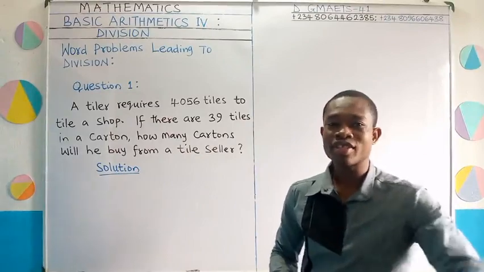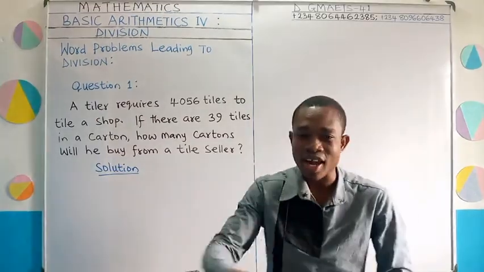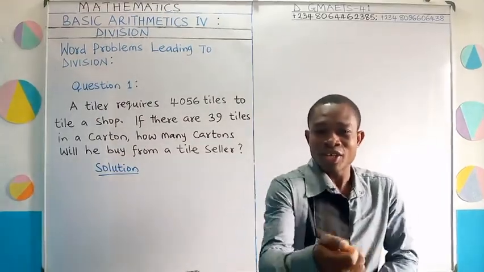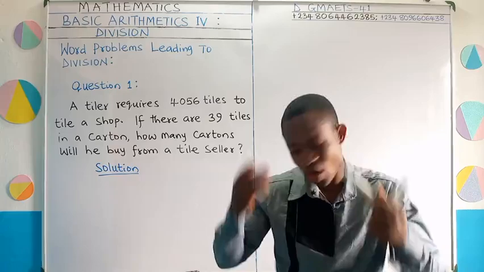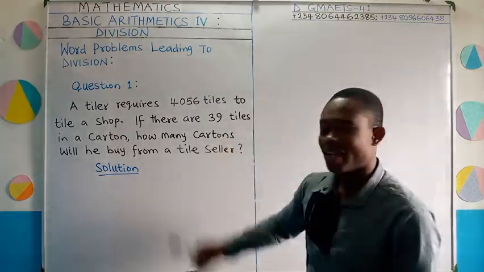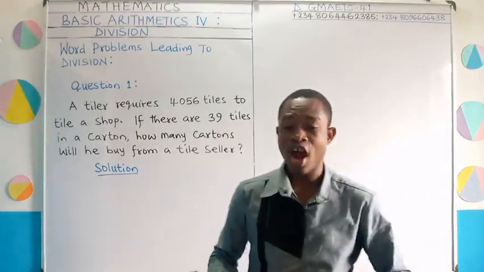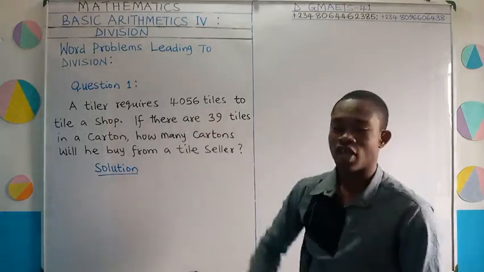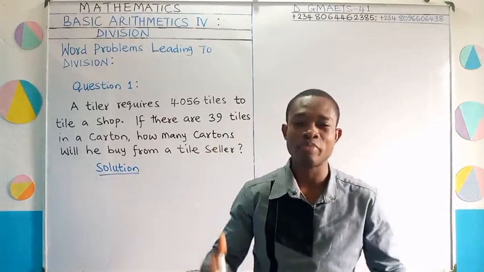Will the tiler go to a tie seller and tell them, I need 4,056 ties? So they start counting the ties one after the other, 1, 2, 3, 4, till they get to 4,056. Of course, that's not possible. If we know the number of ties in a carton, the tiler can just calculate the number of cartons that will give him 4,056 ties. And that is why you need all this knowledge of basic arithmetic.